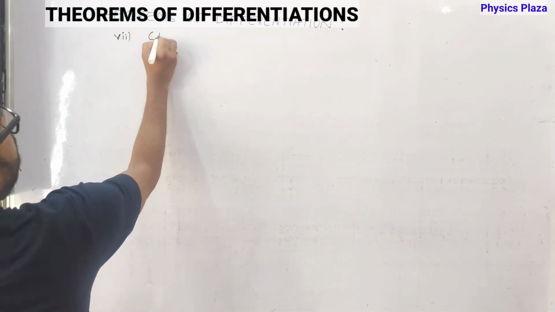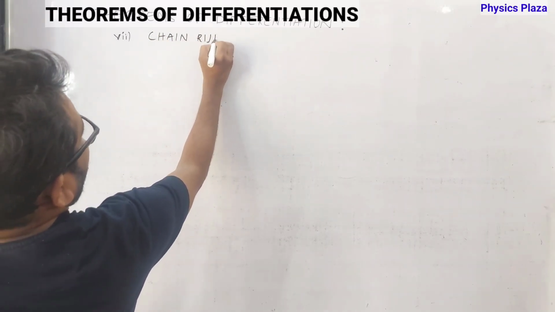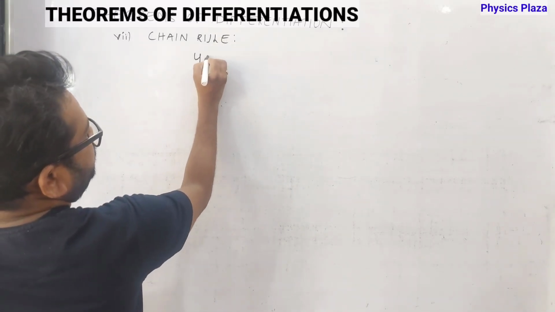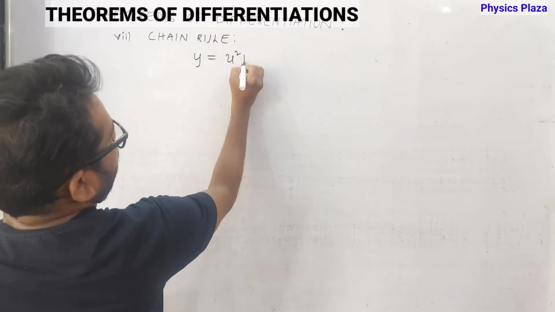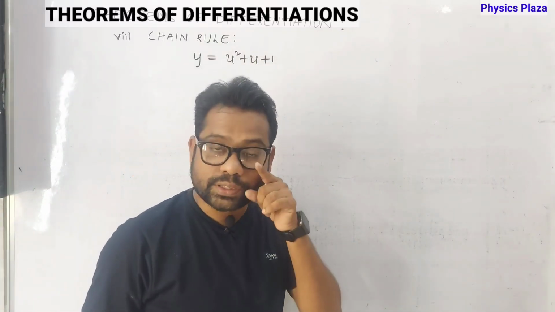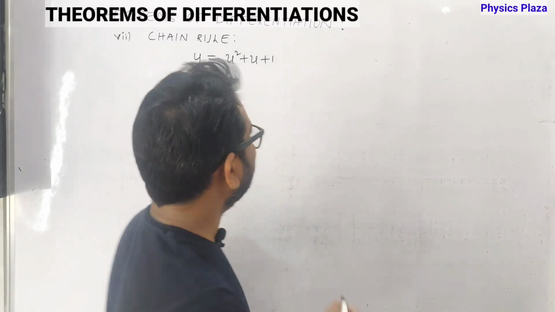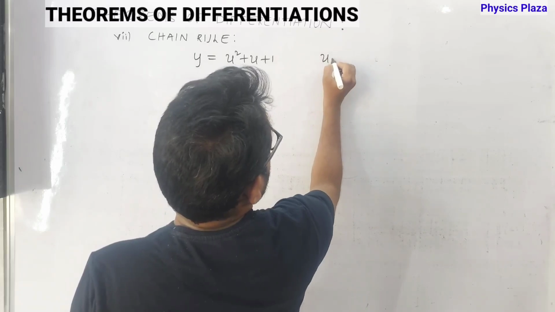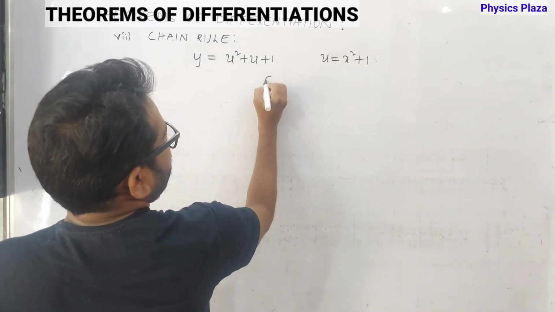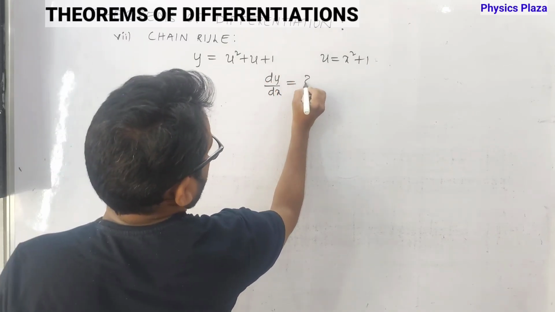Seventh one, children, it is also called the chain rule. Of course, it is the chain rule. Suppose y is written as u square plus u plus 1, and don't forget that u must be a function of x, then only we can calculate dy by dx. Here u is given as x square plus 1. They are asking us to calculate dy by dx.